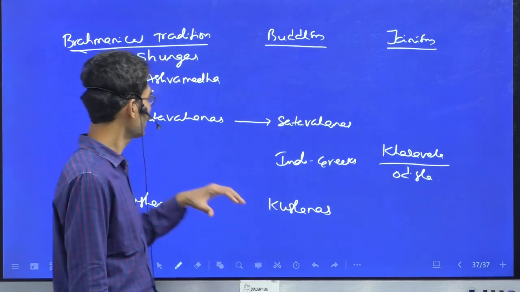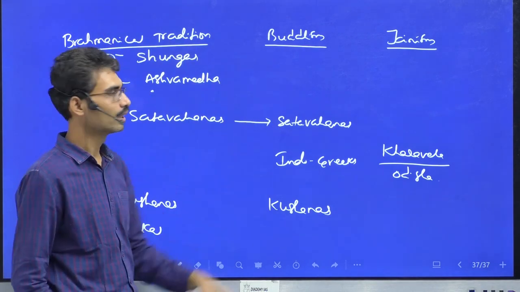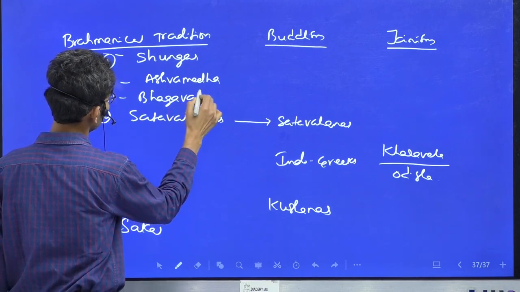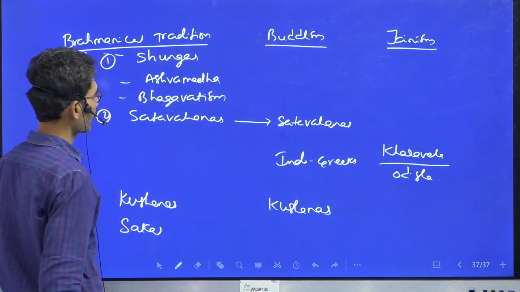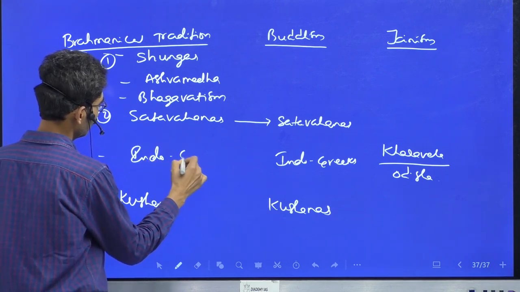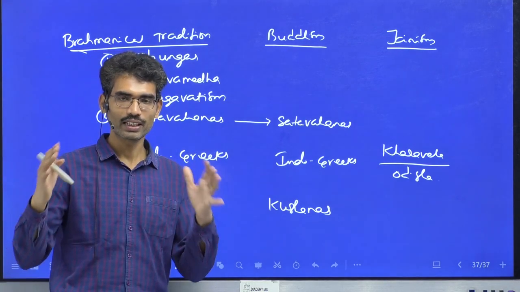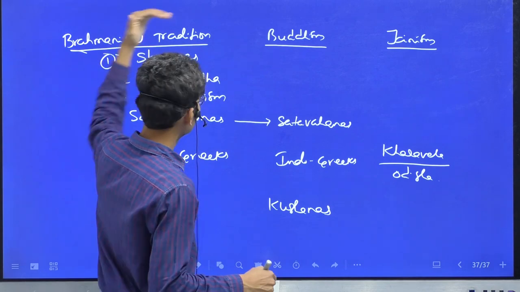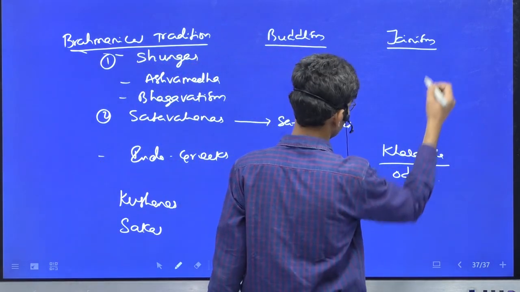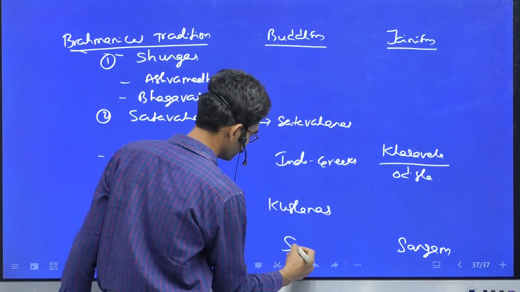Now you can see, even though during the Shunga time period the Brahmanical tradition revived, a new term called Bhagavatism emerged. This Bhagavatism was patronized by the Indo-Greeks also. So you can see, whoever was there, Buddhism, Jainism, Brahmanical tradition entered into the Sangam period or Sangam areas also.